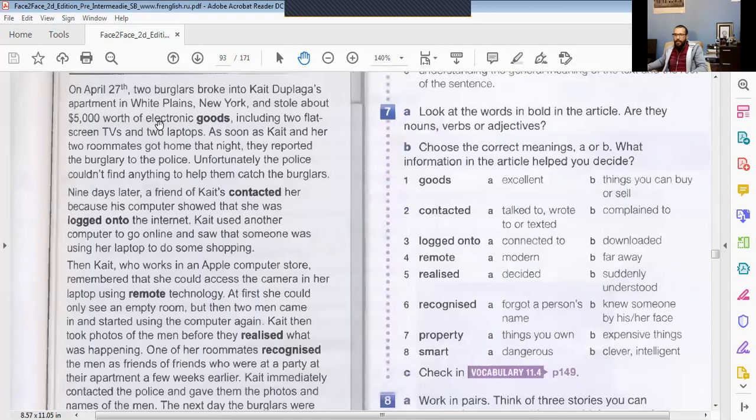It says electronic goods. What is this word? Is it a noun, verb, adjective, adverb, preposition? What do you think it is? Adjective. Okay. Goods.